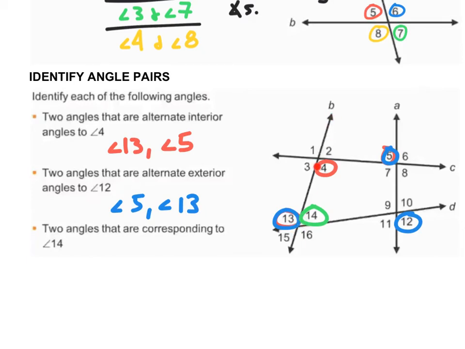Looking at B as my transversal, the angle that's in the top right of this intersection would be angle 2. So that's going to be corresponding with 14. Now looking at D as our transversal, angle 14 is in the top right of this intersection. Looking over here, that would be angle 10, my corresponding angle. So here, this would be angle 2 and angle 10.